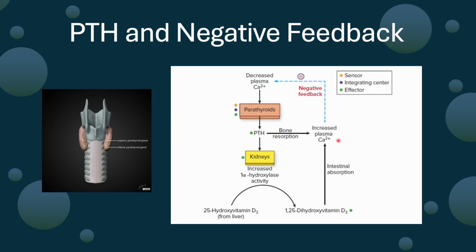So when blood calcium levels increase, we're going to have negative feedback, and we are going to get less parathyroid hormone release so that blood calcium levels are maintained. Again, the initial signal is when we get a drop in blood calcium, our parathyroid glands recognize that, will release parathyroid hormone, and then those are the two pathways in which parathyroid hormone will increase blood calcium levels.